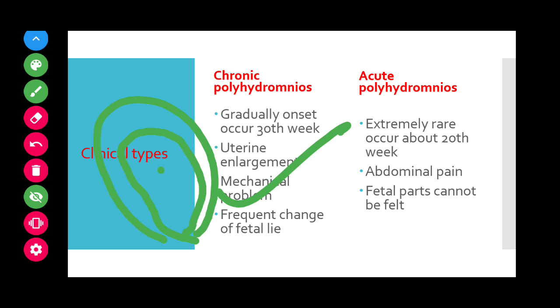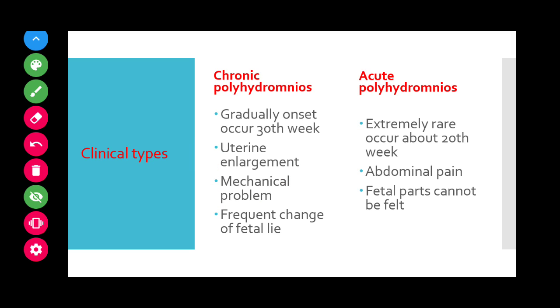Due to the excessive accumulation of amniotic fluid, we cannot hear the fetal heart sound and cannot palpate the fetal parts. Mechanical problems such as severe dyspnea, lower extremity and vulvar edema can be seen, along with pressure pains in the back, abdomen and thighs, and nausea and vomiting. There is also frequent change of fetal lie, as I said before, which you can call an unstable lie.